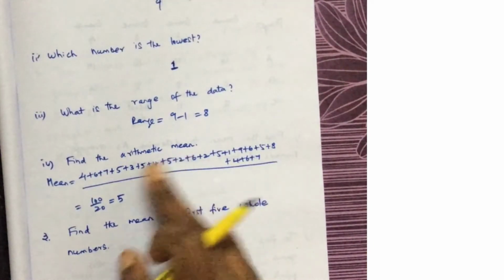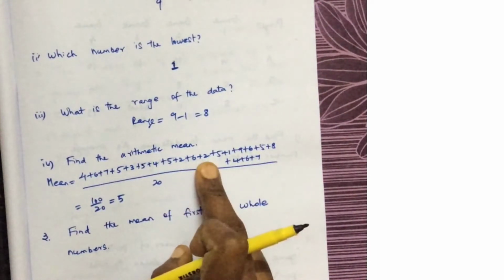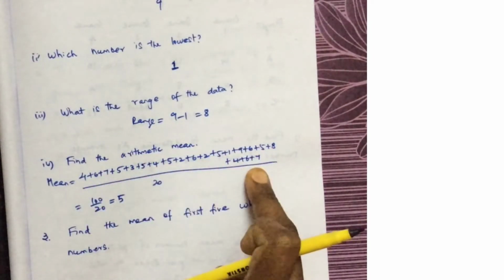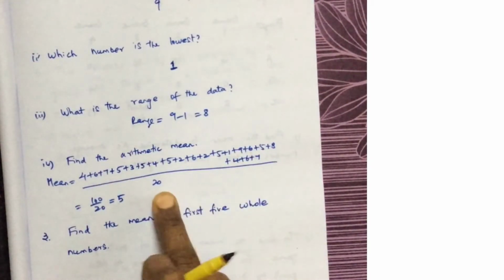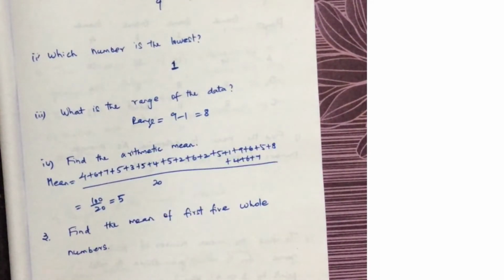What is the arithmetic mean? Mean means you have to add it up and divide by the number of observations. Here there are 20 marks of the 20 students. So you have to add all the 20 students' marks and you have to divide by 20. This is 100 divided by 20, that is equal to 5.